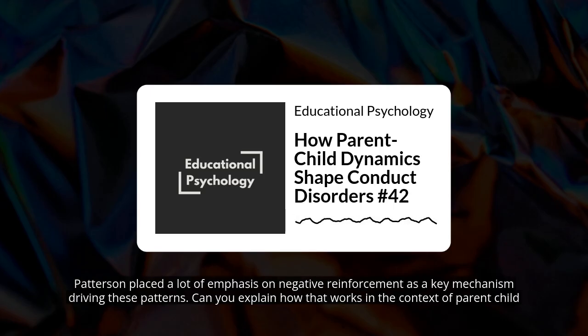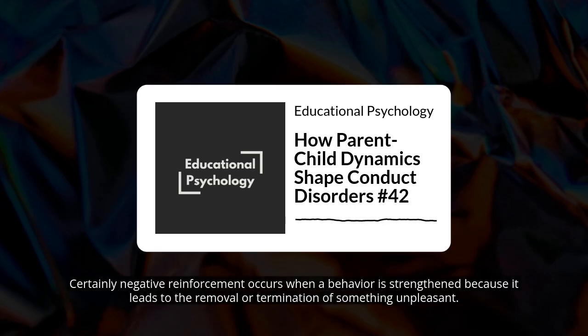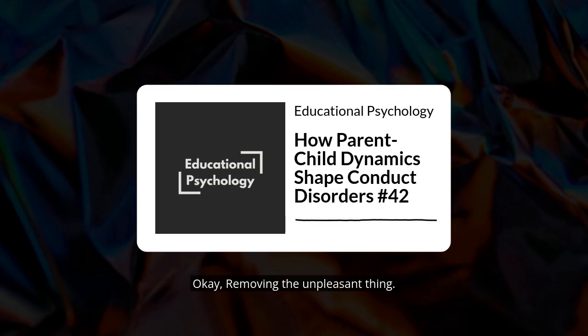Now, Patterson placed a lot of emphasis on negative reinforcement as a key mechanism driving these patterns. Can you explain how that works in the context of parent-child interactions and CD? Certainly, negative reinforcement occurs when a behavior is strengthened because it leads to the removal or termination of something unpleasant. Okay, removing the unpleasant thing. Exactly.